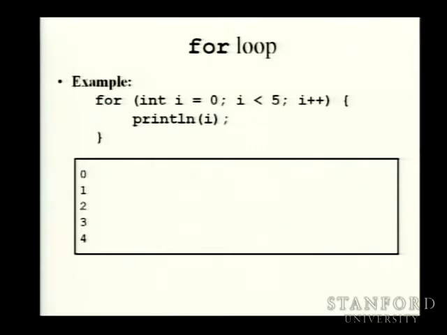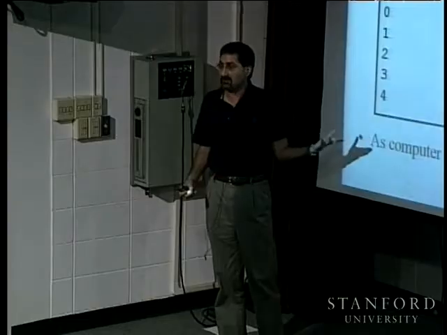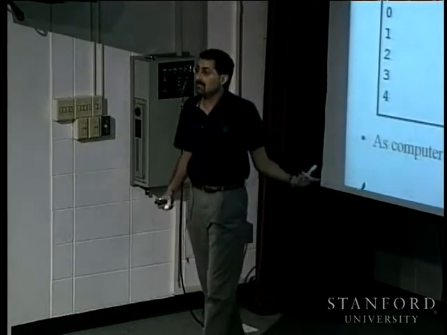It checks the test again. Is 5 less than 5? No, 5 is not strictly less than 5, so it's done. Okay, so you get the values from 0 to 4. But notice it still went through the loop 5 times. It did the body. We just started counting at 0.